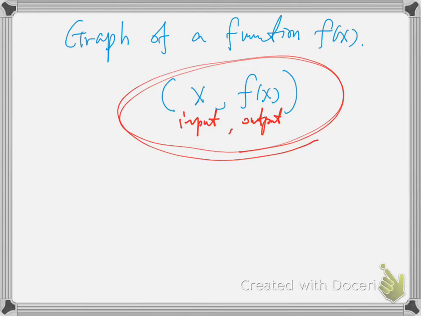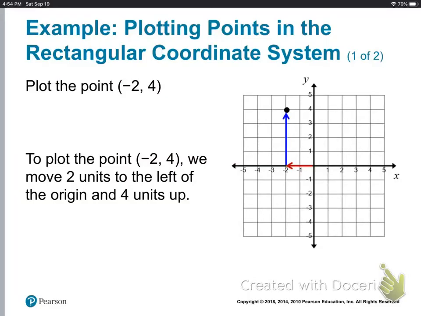Before we talk about the graph, let's go back to the coordinate plane. Here is one example of a point in the plane: the point negative 2, 4. The plane is the xy plane. Going this way is positive, so you get 1, 2, 3, 4, 5 going to the right. Going to the left, you get negative 1, negative 2, negative 3. Going up is positive, going down is negative.